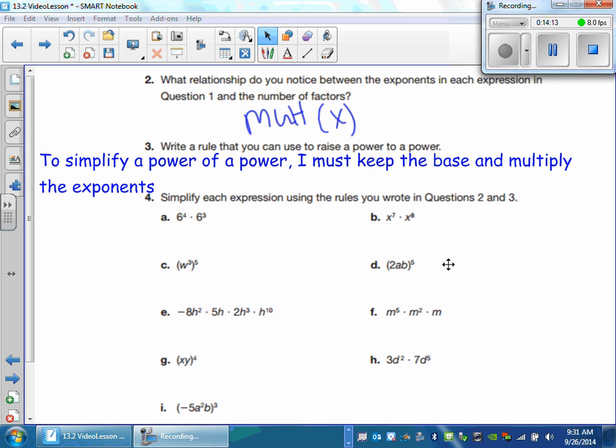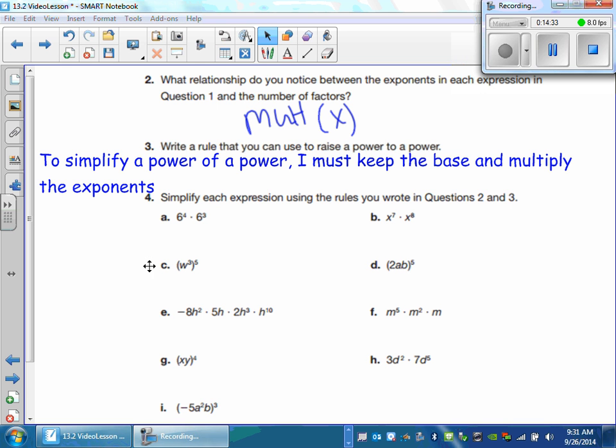When you have finished writing those notes into the binder, I want you and your group to work through A through I and try and get those figured out. Be cautious because some of these are products of powers, like 6 to the 4th power times 6 to the 3rd. With those, remember that we add exponents.